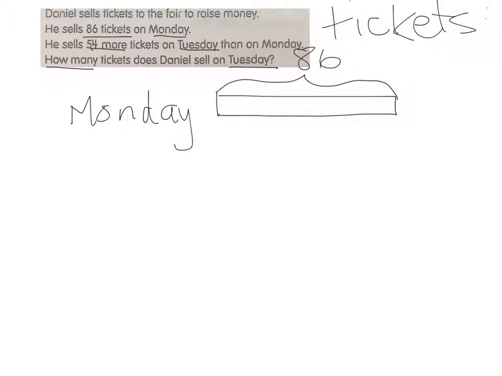Now I'm going to reread that second sentence to decide whether my Tuesday bar is going to need to be bigger or smaller than my Monday bar. So he sells 54 more tickets on Tuesday than on Monday. So I know that my Tuesday bar is going to have to be longer than my Monday bar.